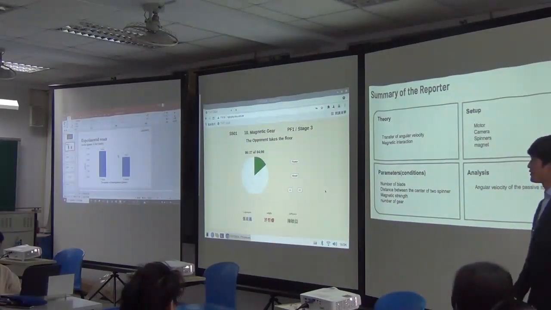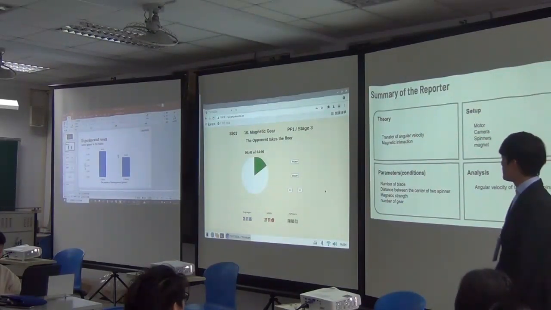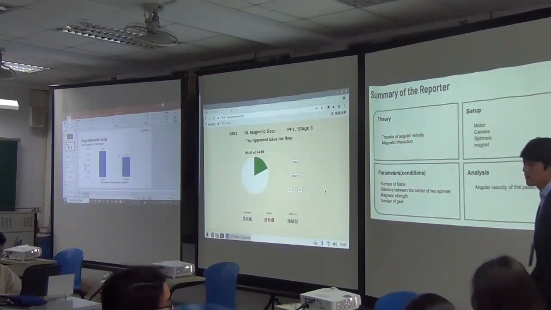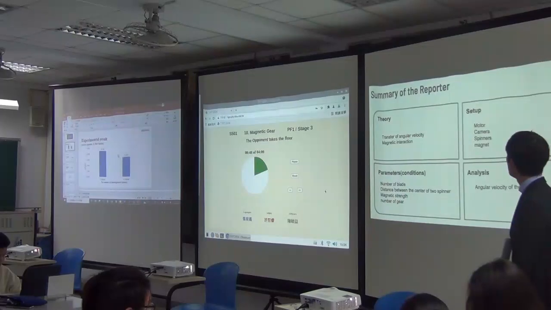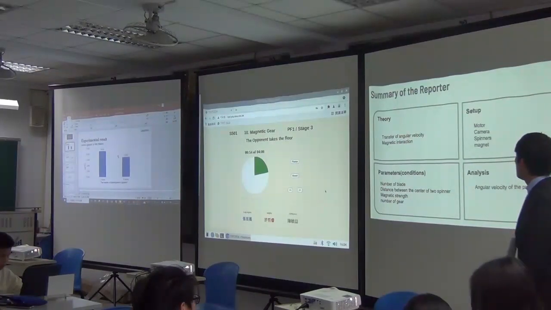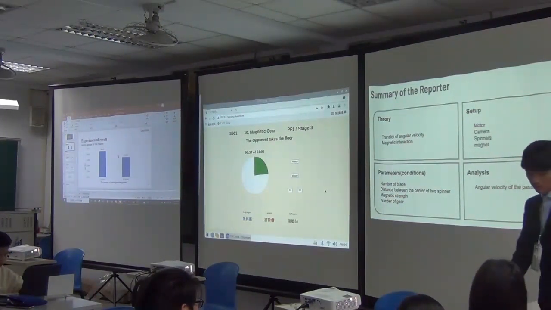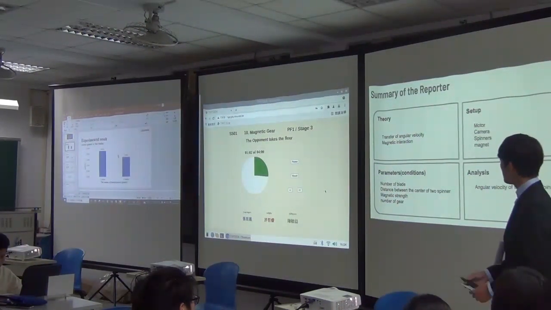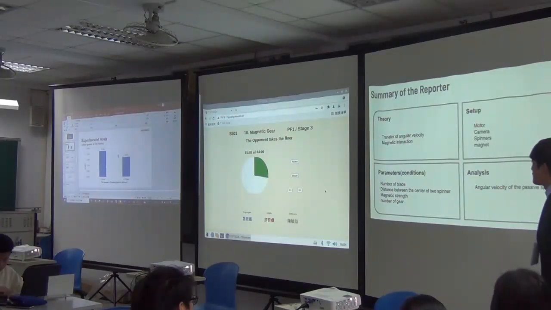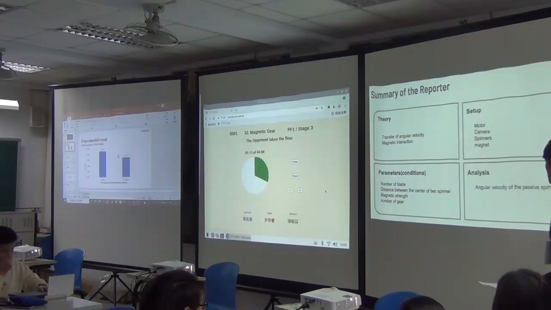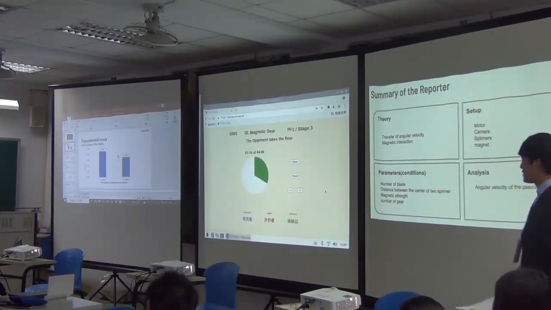This is the overall summary of the reporter. For the theory, they transfer the magnetic force into angular velocity and discuss magnetic interactions. For the setup, they use a motor to rotate the active spinner and a camera to observe the motion of the spinners and magnets. The parameters they discuss are the number of plates, the distance between the centers of the two spinners, the magnetic strength, and the number of gears. In the analysis, the dependent variable is the angular velocity of the passive spinner.